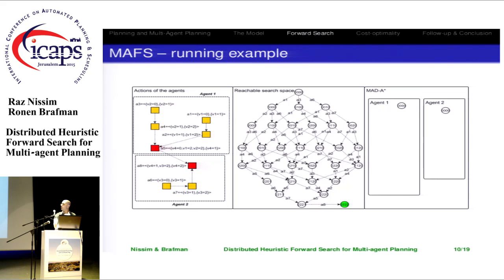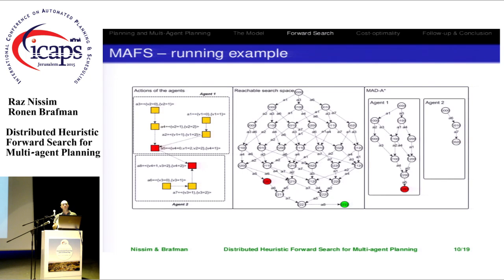So, as I said, they start with the initial state, both agents start expanding, and the first thing that we can see is that agent 2 reaches a state where, in the reachable search space, there are applicable actions for that state, but both these actions are actions of agent 1. So agent 2 does not have any applicable action to perform here, and this essentially becomes a dead-end state for that agent.